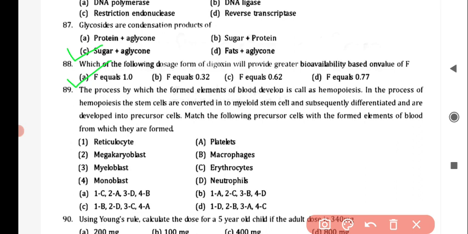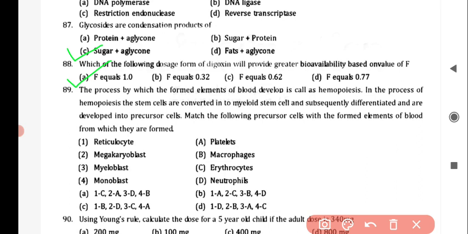Next question is, the process by which the formed elements of blood develop is called as hemopoiesis. In the process of hemopoiesis, the stem cells are converted into myeloid stem cell and subsequently differentiated and are developed into precursor cells. Match the following precursor cells with the formed elements of blood from which they are formed.